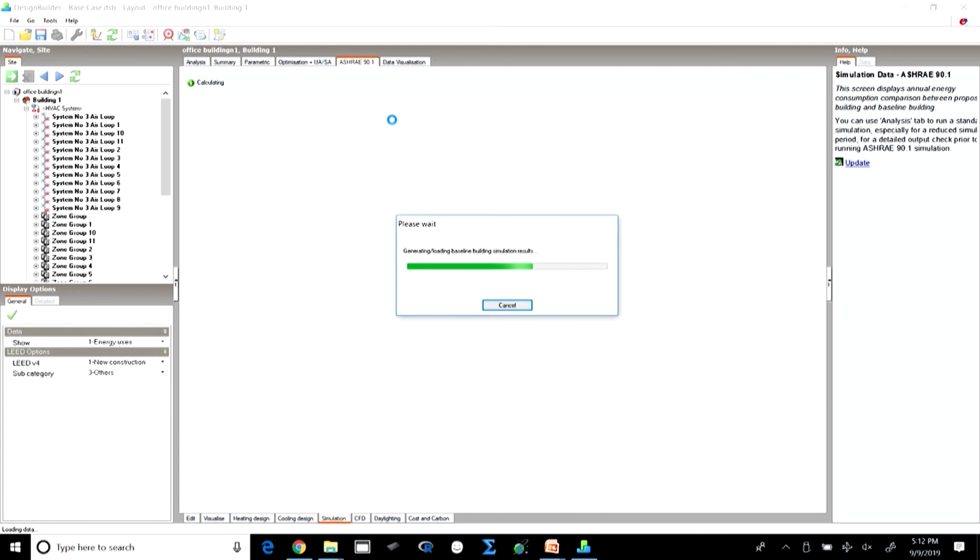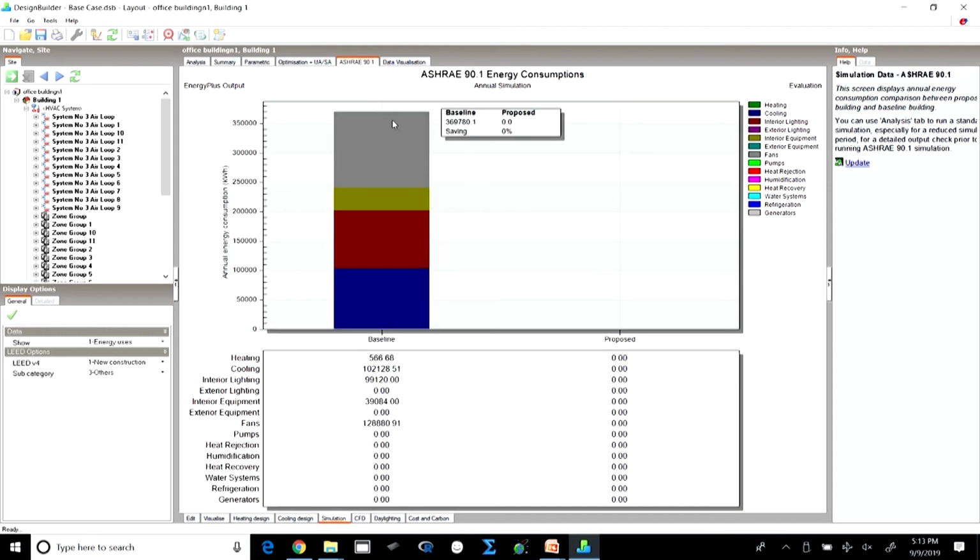I hope that before you come for the next week's classes, you would have averaged out the base cases and you would be ready to simulate the proposed case with the changed parameters, with the changed criteria.